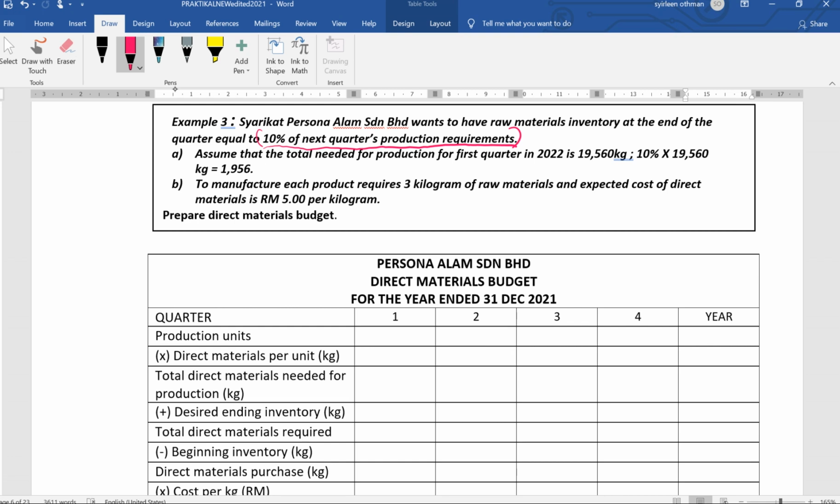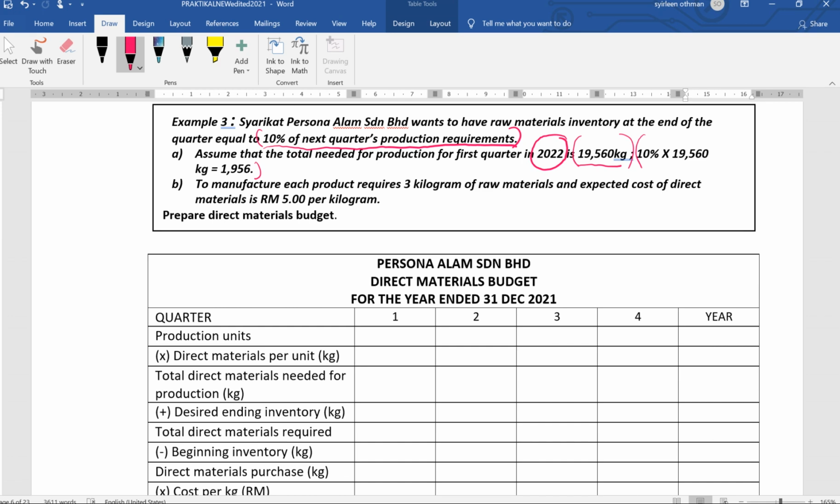So the assumption given in the question is that the total needed for production for the first quarter in 2022 is given, which is 19,560 kgs. So this will help you with the ending inventory for the fourth quarter of 2021. And the 10% here, as you can see, is already calculated for you. So this will be the ending inventory for the final quarter of 2021.